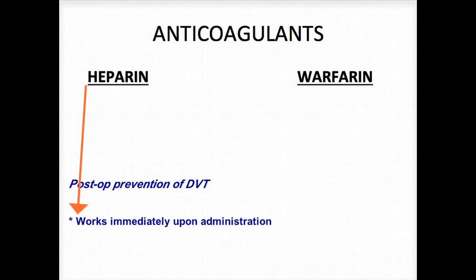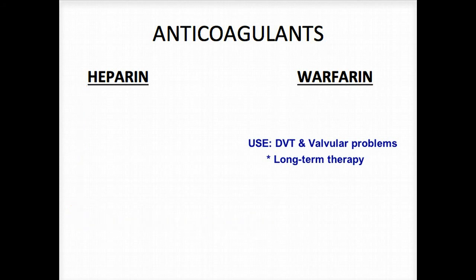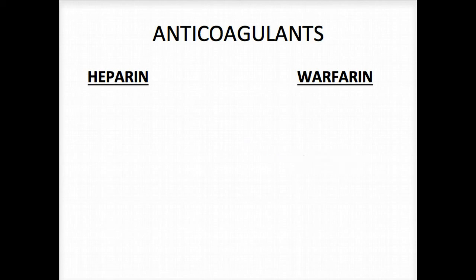Now, when we look at warfarin, its use is for DVT as well. But this is long-term therapy. Anytime someone has a pulmonary embolism, we're going to use warfarin for at least 6 months. Warfarin is also indicated for any patient who has valvular problems. Do they have artificial valves? So did they have a valve that was so damaged that it needed replacing? History of rheumatic heart disease. These are all conditions that warrant the use of warfarin. Now, it's important to realize that warfarin is oral as opposed to heparin, which was given in IV form. Okay? And warfarin is going to cross the placenta, so we never want to give warfarin to a pregnant patient.